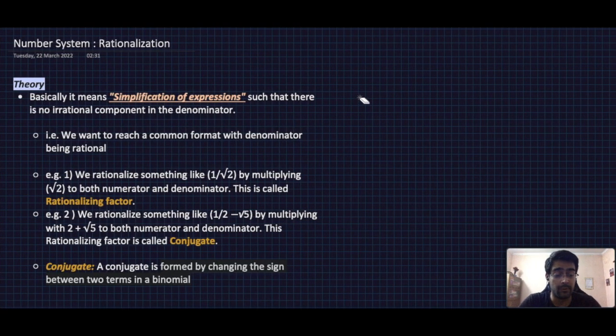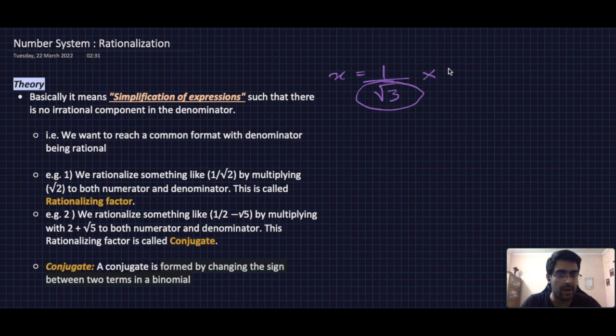Hi everyone, today we'll be talking about rationalizing the denominator. It essentially means simplifying expressions, as it is written here, right? We simplify such that there is no irrational component in the denominator. To give a very quick example, if you have something like x is equal to 1 by root 3, you see that the denominator here is irrational and we want to rationalize x, where it is 1 by root 3.